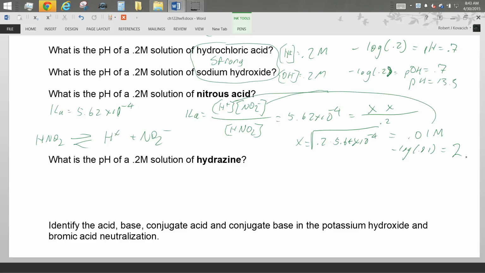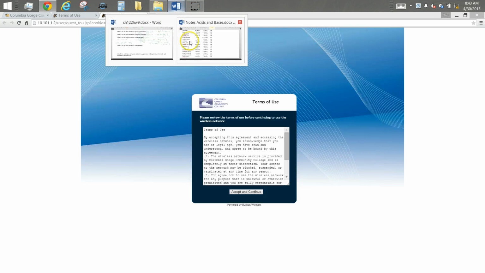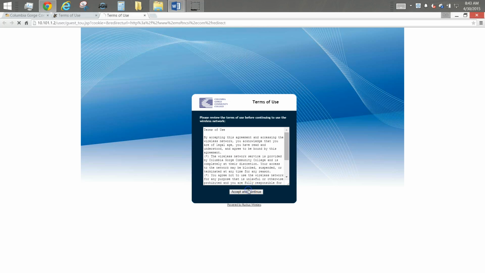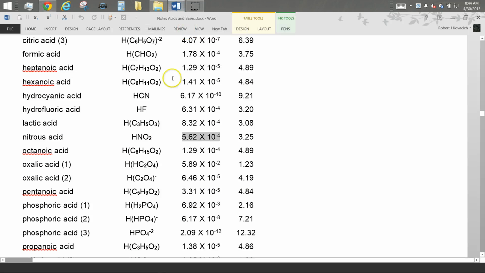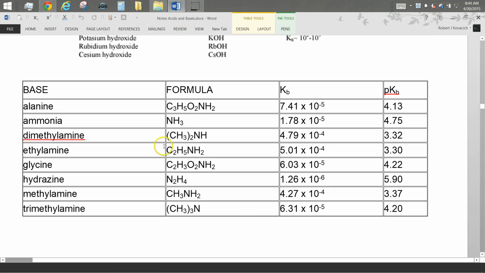Okay, so we're going to do basically the exact same thing that we did with the prior problem, but what's going to be a little bit different about it? The Ka isn't going to be a Ka, is it? What's it going to be? It's going to be a Kb. So we'll slide up here and we'll find hydrazine. So here's my hydrazine: 1.26 times 10 to the negative sixth.